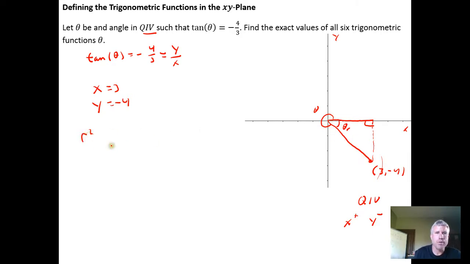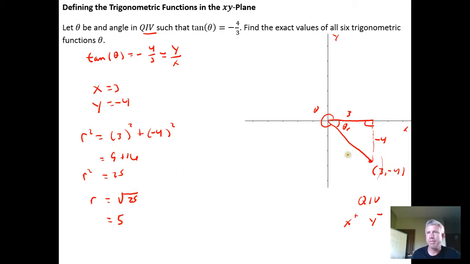So r squared, or the hypotenuse squared, equals the sum of the squares of the legs. One leg is 3. One signed leg is negative 4. So applying the Pythagorean Theorem, we get 9 plus 16 is 25. And take the square root of both sides. This time we don't do plus or minus because the radius or hypotenuse is always a positive value in this context. So we get a 5 on there, and then once we have that, we can go through and do the trig functions.